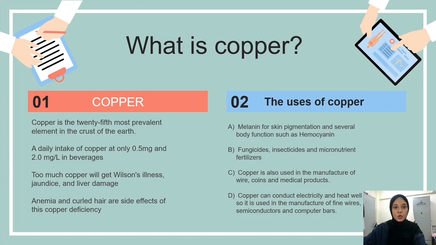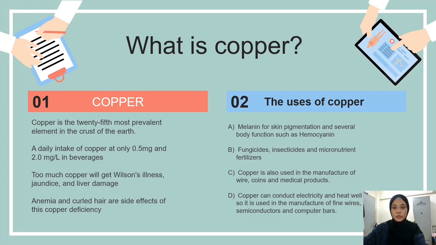What is copper? Copper is the 25th most prevalent element in the crust of the Earth. The third most crucial trace element for human nutrition is copper ion. The World Health Organization, WHO, prescribed daily intakes of copper at only 0.5 mg and 2.0 mg per liter in beverage. A person who consumes too much copper will get Wilson's disease, jaundice, and liver damage. Anemia is clearly a side effect of deficiency in copper.